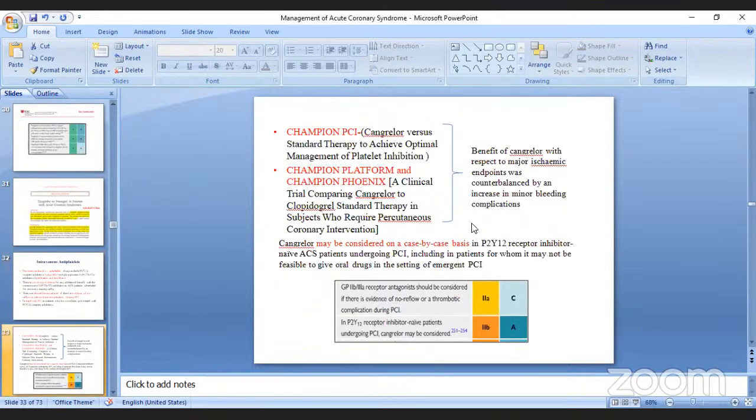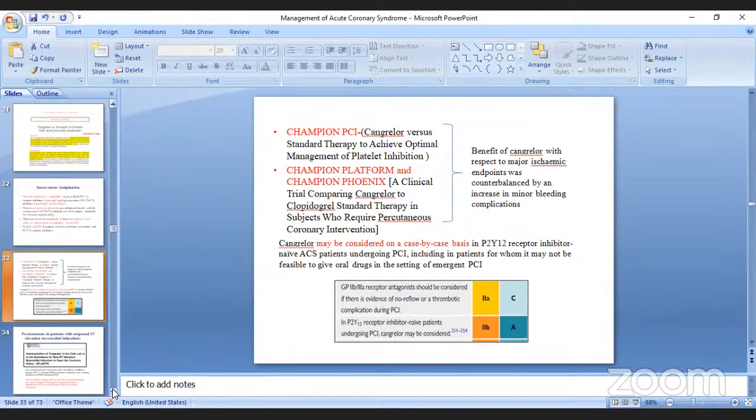Cangrelor is yet another IV antiplatelet which we saw earlier. As per the CHAMPION PCI, PLATFORM and PHOENIX trials, the benefit of cangrelor with respect to major ischemic endpoints was counterbalanced by an increase in minor bleeding complications. So it can only be considered on a case-by-case basis. In case of P2Y12 receptor inhibitor naive patients, that is those who have not received these drugs earlier, cangrelor may be considered. Otherwise, it is only on a case-by-case basis.